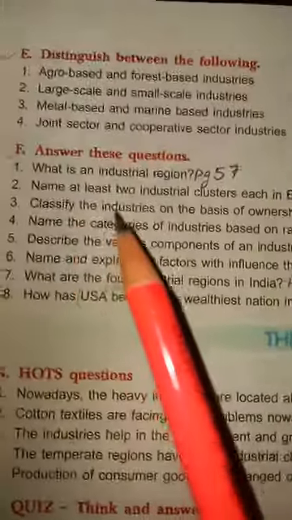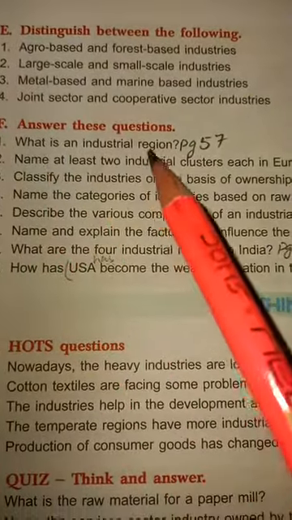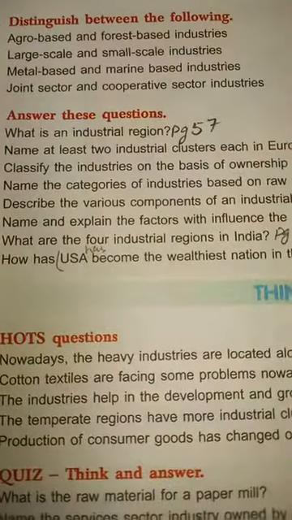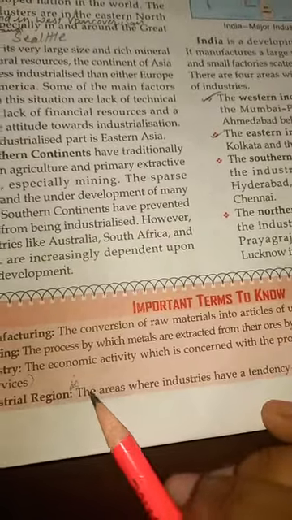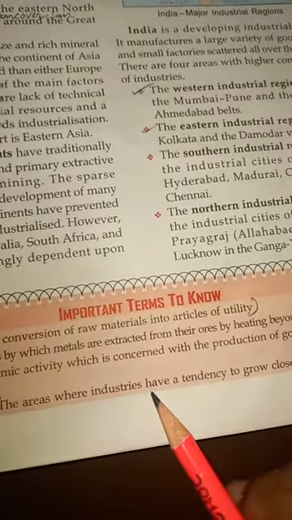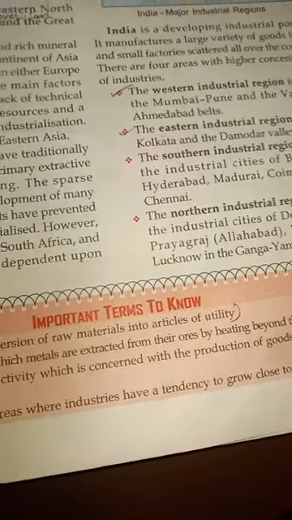In today's lecture, we are going to do the question answers of Geography Chapter 7. So, let's start. The first question is: What is an industrial region? The answer is given on page number 57 in New Terms. Industrial regions are the areas where industries have a tendency to grow close to each other.